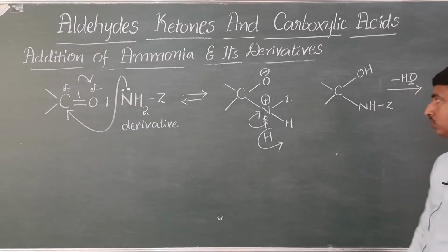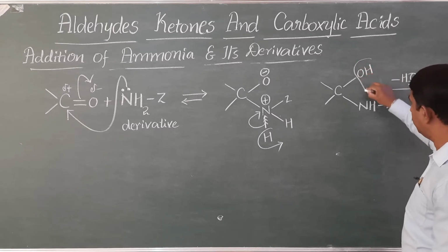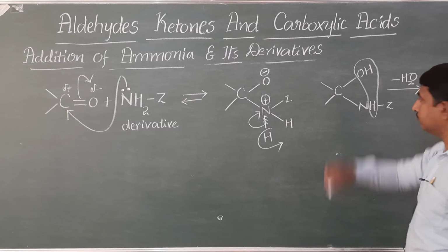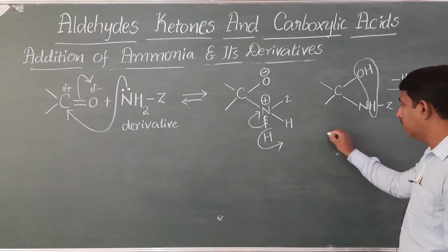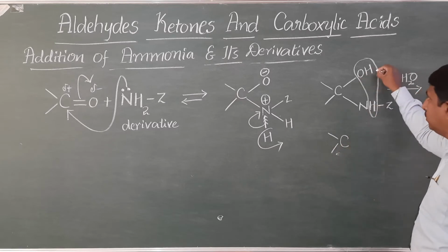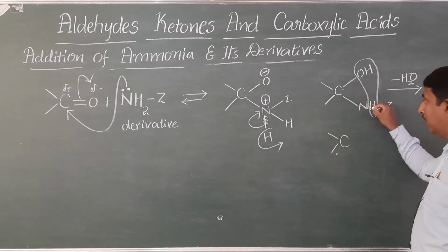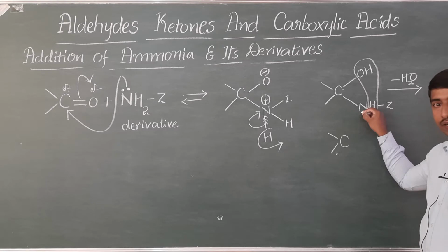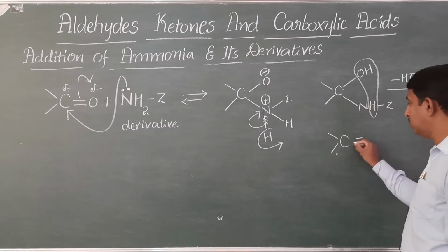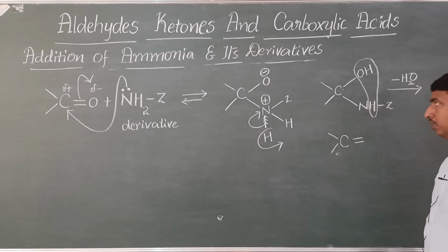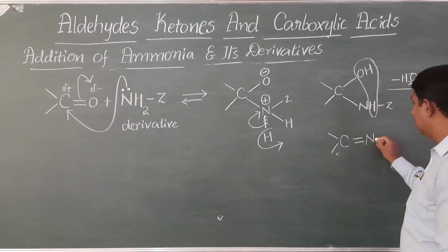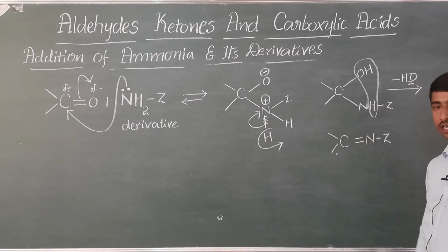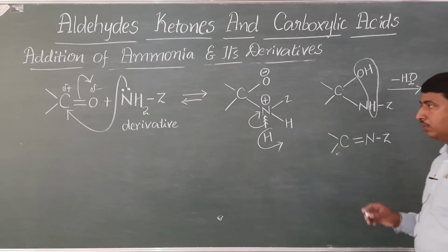This intermediate loses water. So a molecule of water is removed. Once water is removed, what do we get? OH is removed from carbon, and hydrogen is removed from nitrogen, so there exists a double bond between carbon and nitrogen. It is C double bond NZ. So this is the final product.